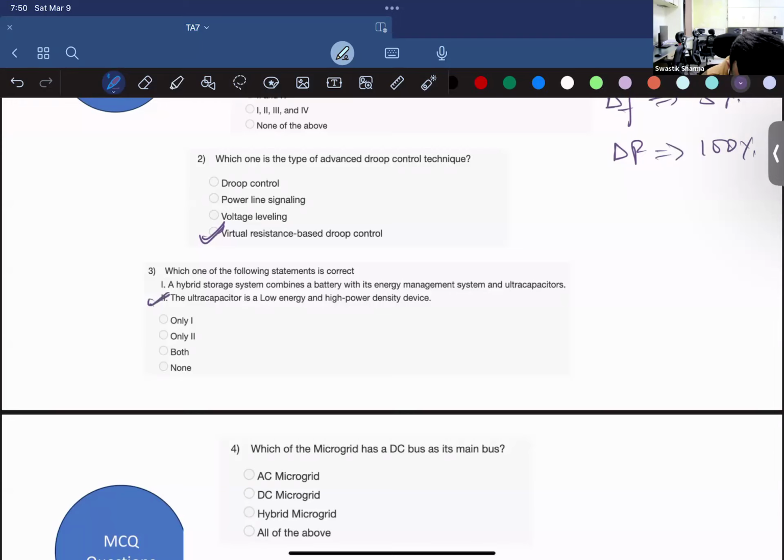The first statement says a hybrid storage system combines a battery with its energy management system and ultracapacitors. This is also correct. So you have two different kinds of energy storage systems: one is a battery and the other is your ultracapacitors, and ultracapacitors are used to manage your fast switching transients. So the answer is both.